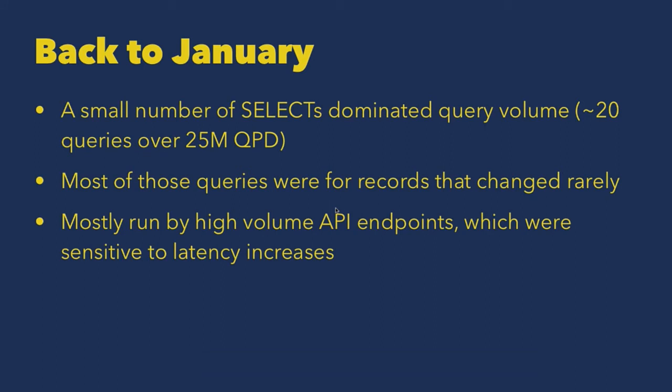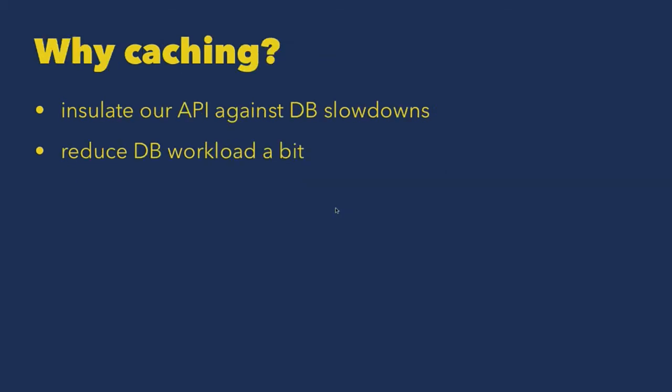So back to January. As soon as we built this, it became obvious that a small number, 20 or so selects, dominated query volume. They tended to be for records that changed rarely. They tended to come from high traffic API endpoints. And these endpoints were latency sensitive and could experience outages if the database slowed down too much. So we decided to cache a bunch of these high volume queries, mainly because it would make the API less sensitive to performance degradation of our database. We thought the reduction in the database's workload would be less impactful, really more of a nice side effect.